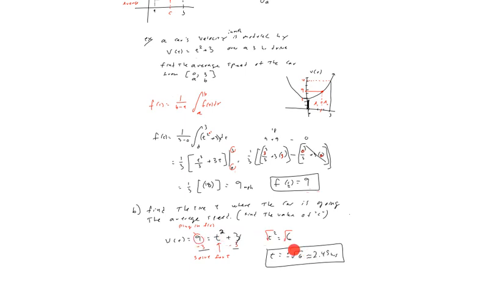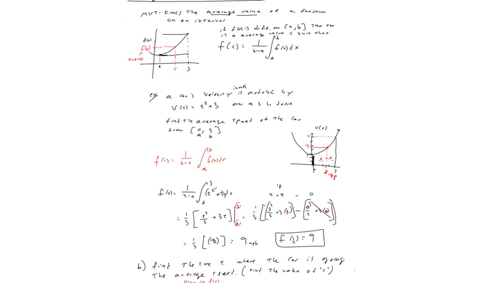Where is it 9? It's 9 at about 2.45. Close to 3, right? Really close, much closer to 3 than it is to 0. You're going your average speed at 2.45 hours. Questions about this? All right.